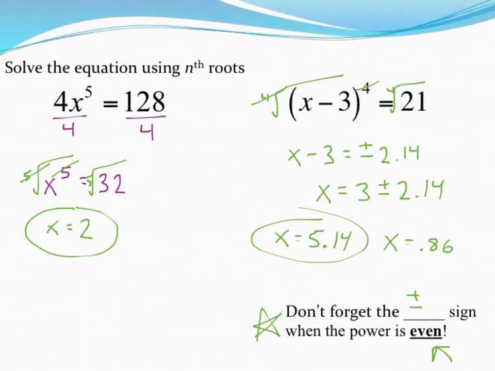So again, make sure you have that plus or minus symbol as soon as you take the even root. If you were to check this, plug both of those values in for x, one at a time of course, and you'll see that they do both work out to be about 21.